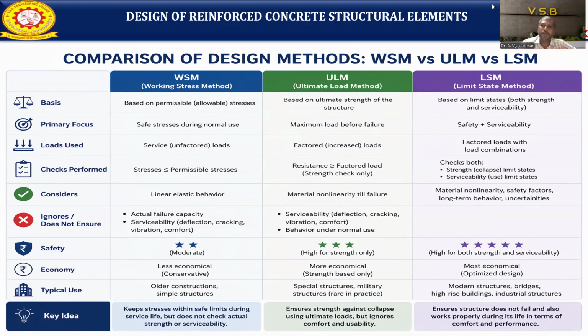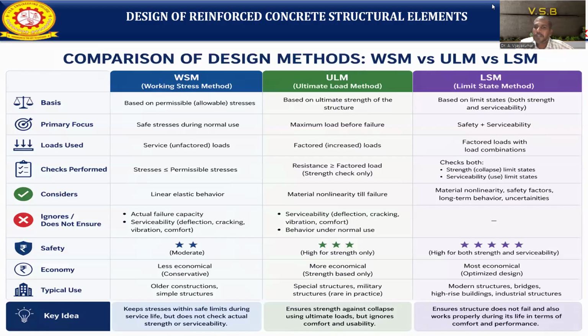What is the primary focus of all three methods? The focus in the working stress method is stresses, so it keeps stresses safe during the normal use of the structure. In the ultimate load method, the maximum load before failure is the main focus. In the limit state method, the focus is on both safety as well as serviceability. For the load used, the service load is unfactored; we are not using any factor of safety, only the unfactored load is considered. That is called service load.